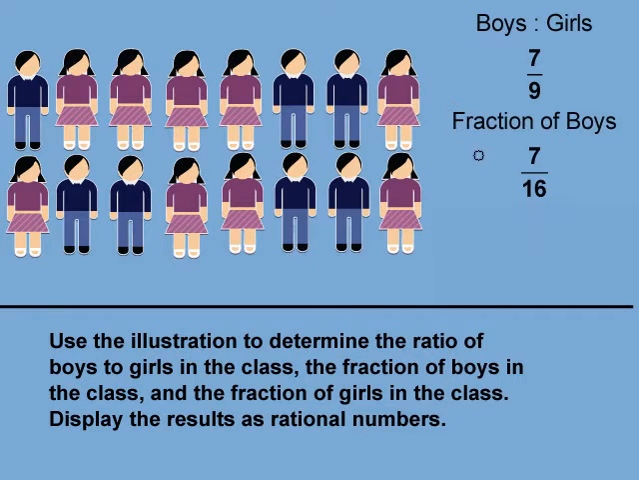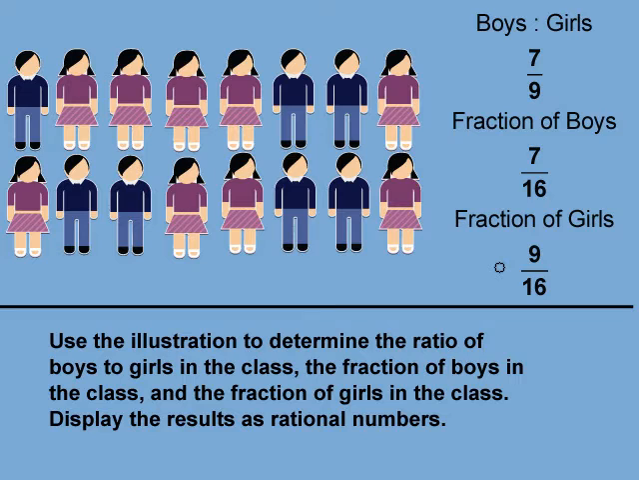So the fraction of boys is 7/16. This is also a rational number. Finally, the fraction of girls is 9/16, also a rational number.